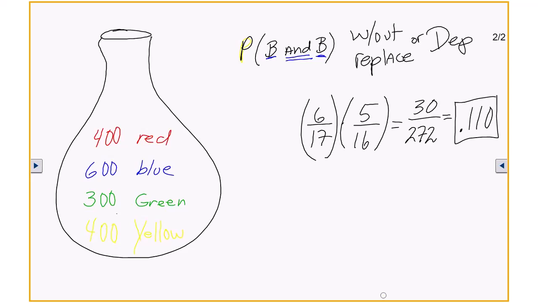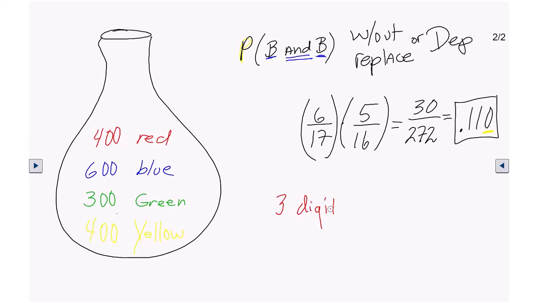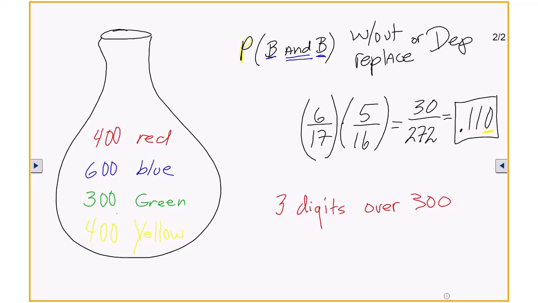So now, instead of 6 over 17, it's going to be 600 over what? 1700 and 500 over 1600. Everybody with me? Now, what those 3 digits are going to do, you're going to raise to the 3rd digit right there. You're going to see that the methods do not matter after you've got 3 digits over 300. So write that down. 3 digits over 300.